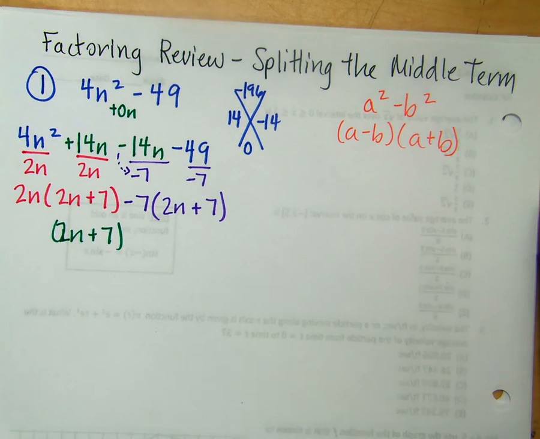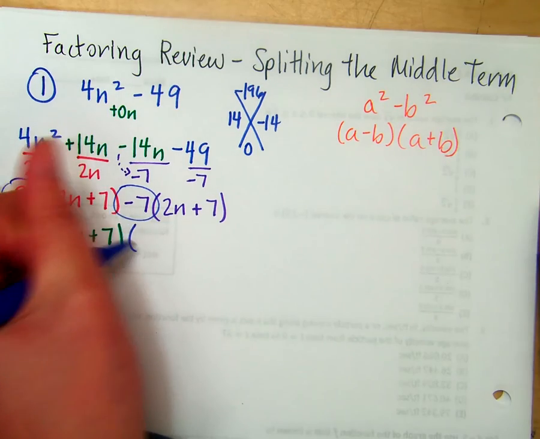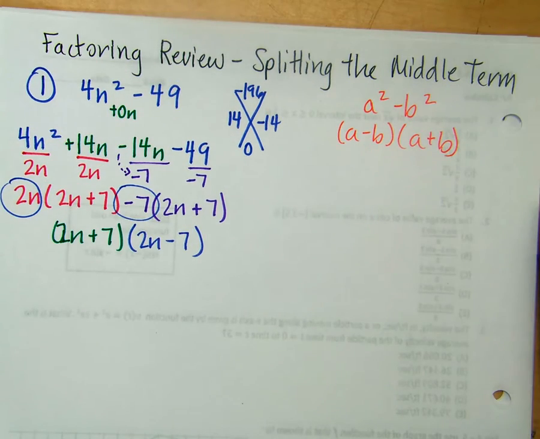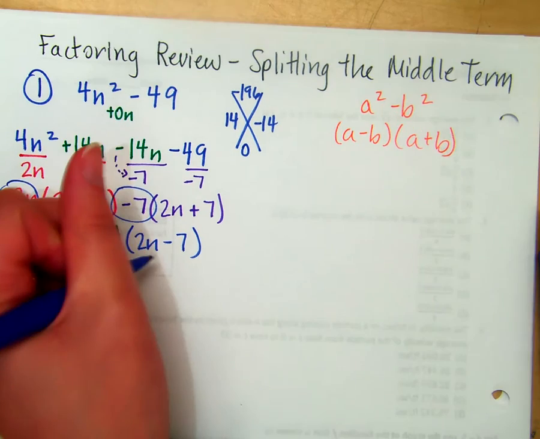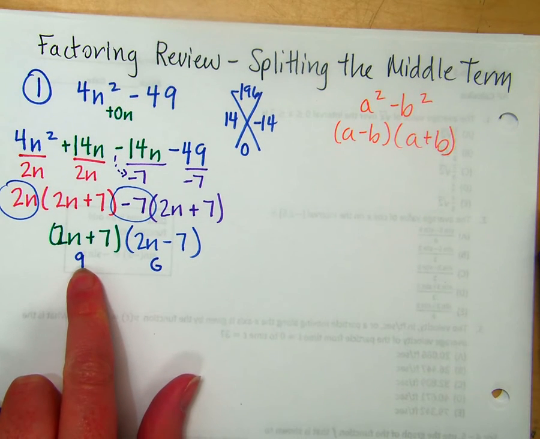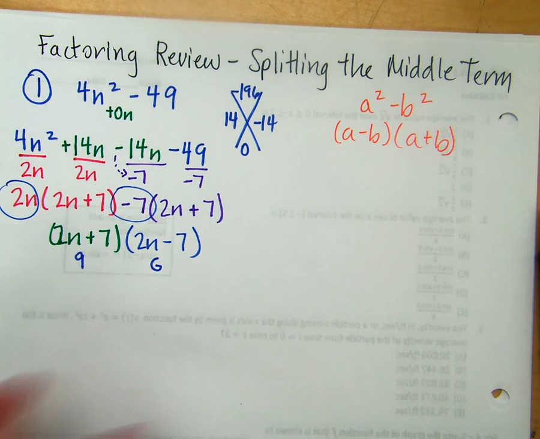And then I look at, well, what were their coefficients? And that makes up the second parentheses. Or I say, what do they have different? 2n minus 7. So that's my factored pair. So on my worksheet, 2n plus 7 is 9, and 2n minus 7 is g. So that means that in my puzzle at the bottom, in box 9, I put g.